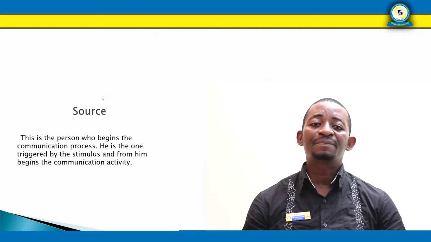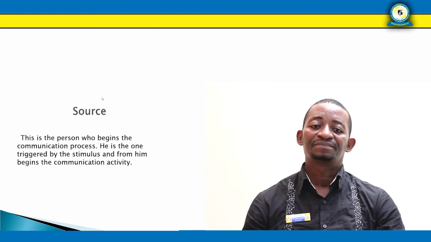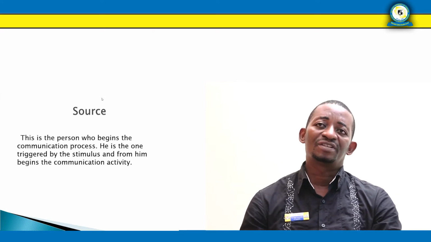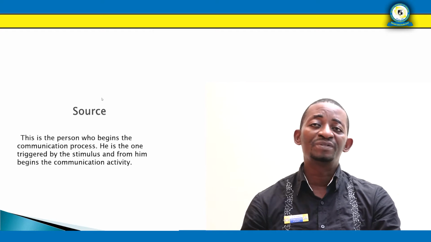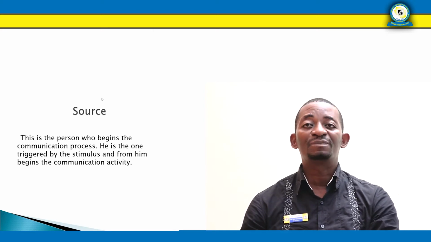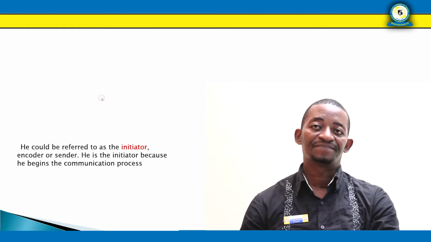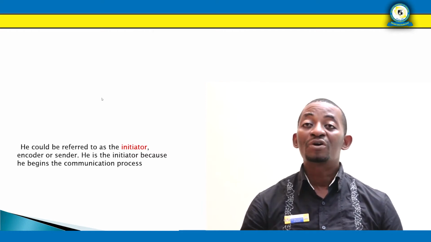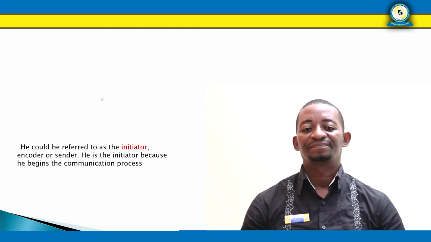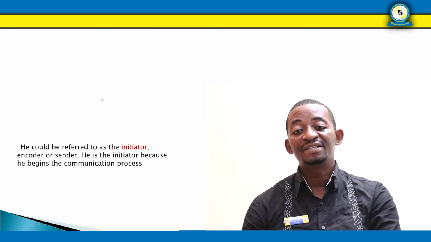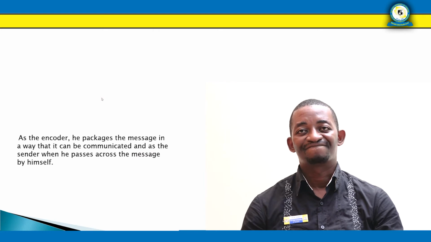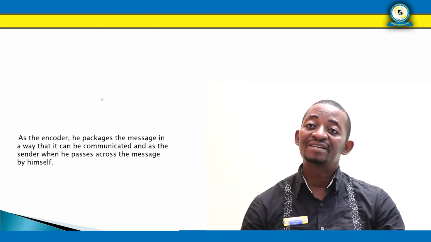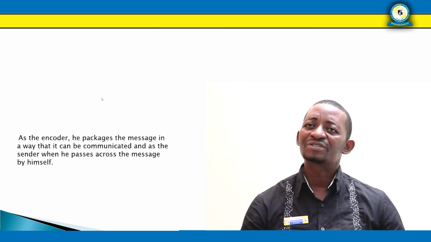And then we have the source. This is a person who begins the communication process. He is the one triggered by the stimulus, and from him begins the communication activity. And he's the one who encodes the message before it's being transmitted to the receiver. He could be referred to as the initiator, the one who is initiating the message. Encoder or the sender of the message. He is the initiator because he begins the communication process itself. As the encoder of the message, he packages the message in a way that it can be communicated, and as the sender, when he passes across the message by himself.